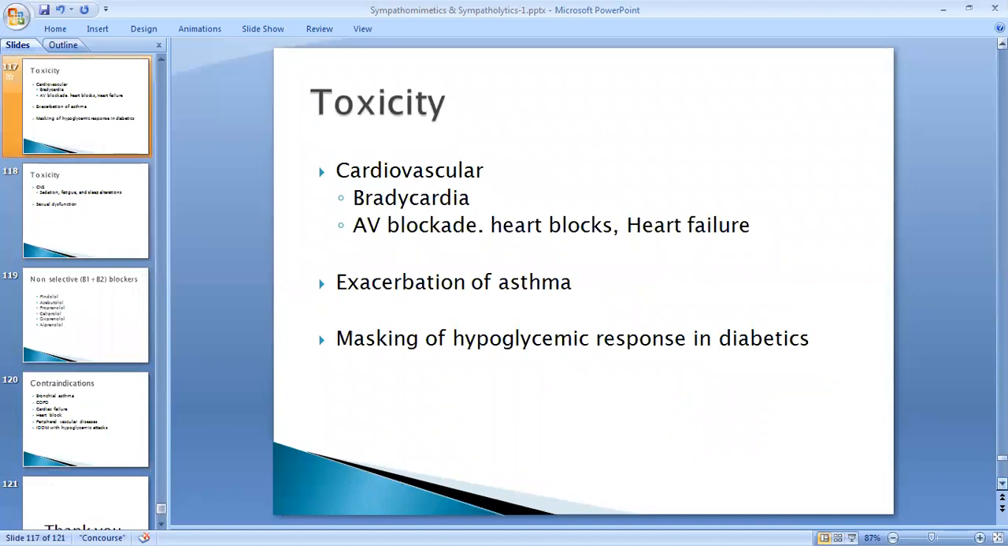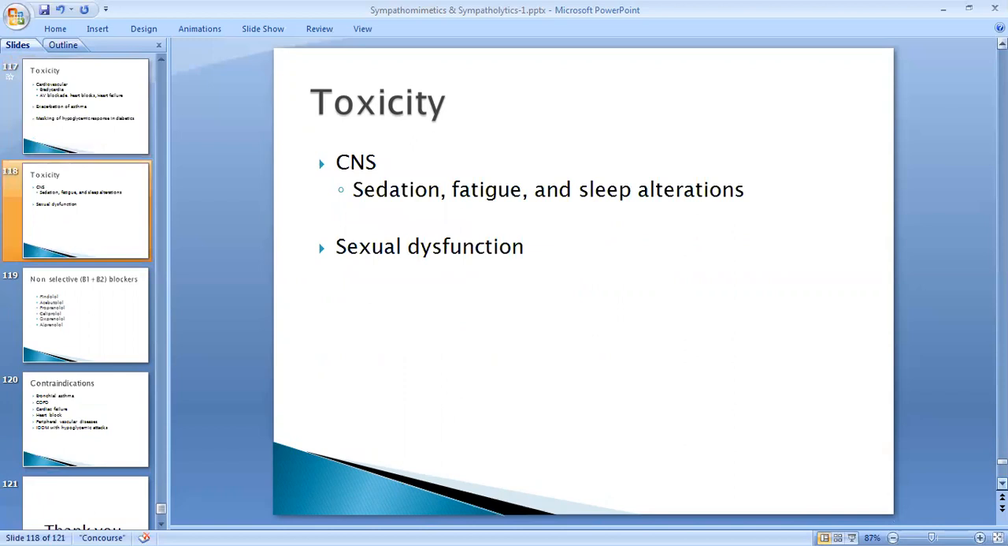Toxicity of beta blockers. Cardiovascular toxicity includes bradycardia, ventricular block and heart blocks and heart failure. It can exacerbate asthma and COPD, and mask the hypoglycemic response in diabetics, especially in IDDM. Toxicity in CNS includes sedation, fatigue, nightmares, and sleep alteration, sexual dysfunction.